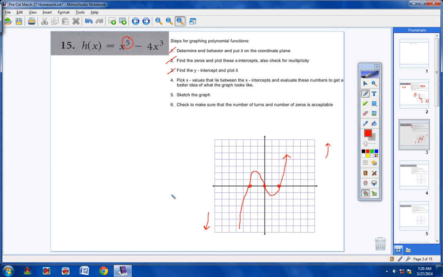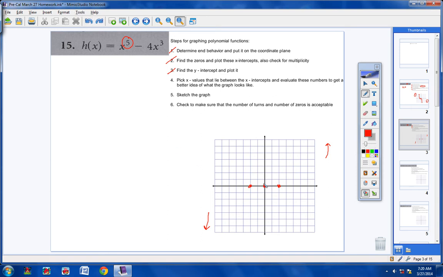And you might say, well, Mr. Eric, that's not possible. If it turned again, it would hit the x-axis, then come back up. And that would be 4 turns, which is fine. You're allowed to have 4 turns. Well, it could do one of these things where it does a little turn like this or something like that. So I want to make sure I'm accurate.